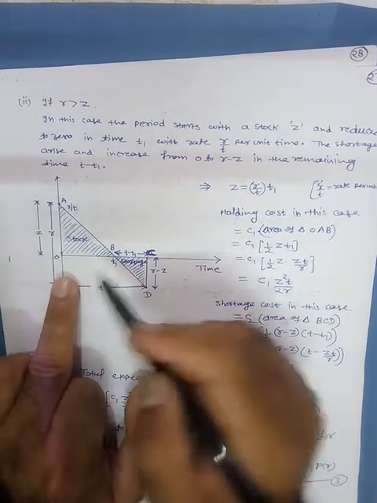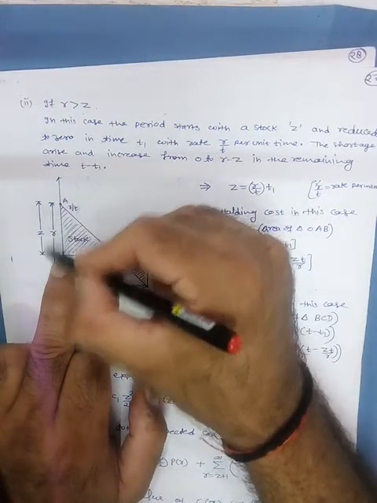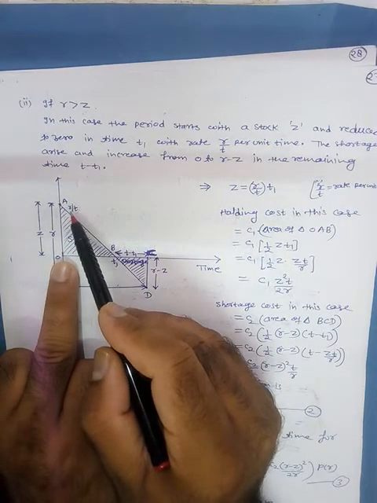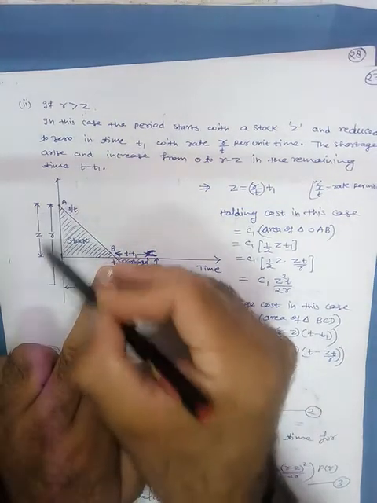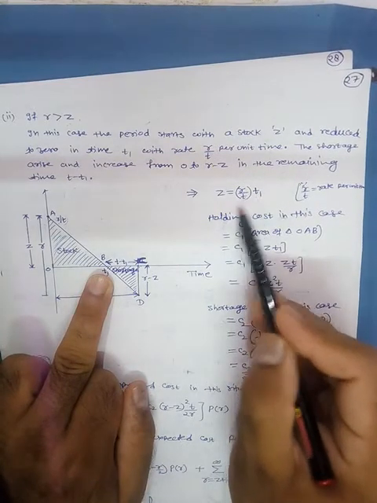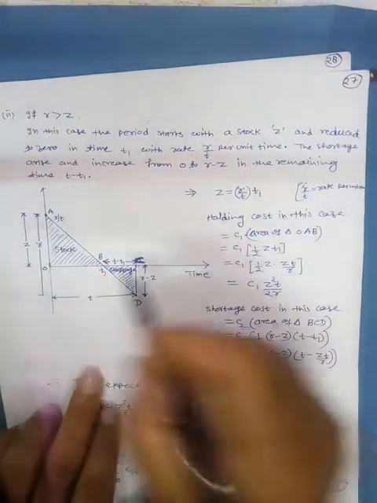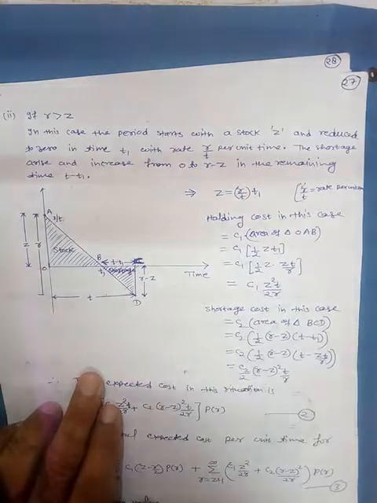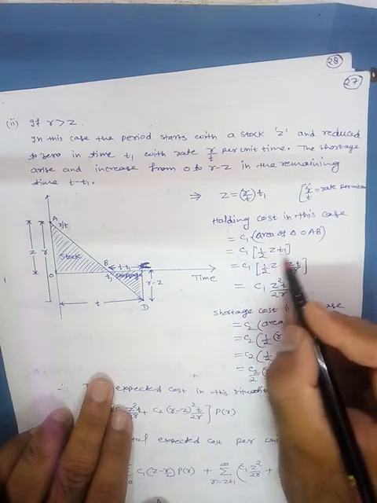Now from the graph you can see that this distance, from here to here, OA, is Z, the stock level. And R by T is the per unit time demand. So R by T multiplied by this time T1 is nothing but Z. So Z is equal to R by T into T1. This is the rate per unit time multiplied by time T1, which gives you the stock level Z. Now this figure says that we have holding cost as well as shortage cost. The holding cost is C1 into the area of this triangle, which is 1 by 2 Z into T1, multiplied by C1.